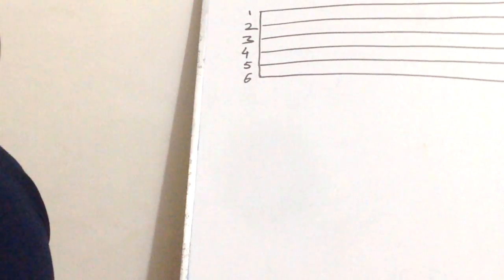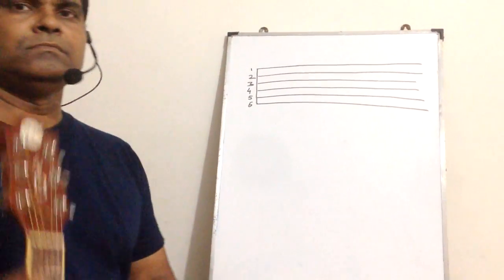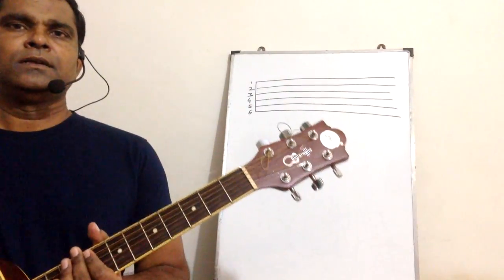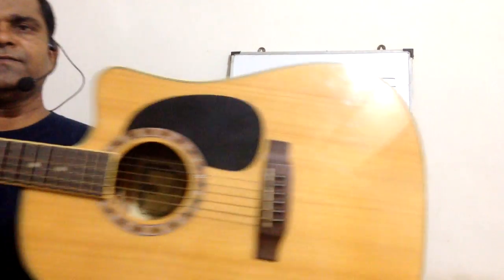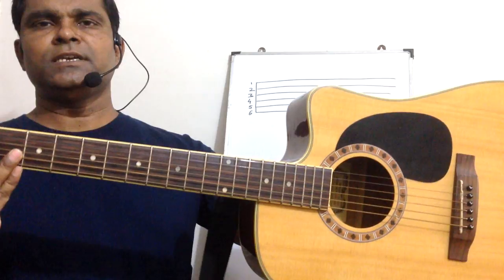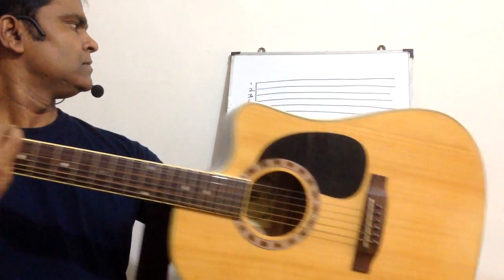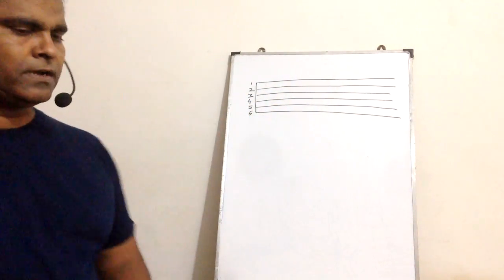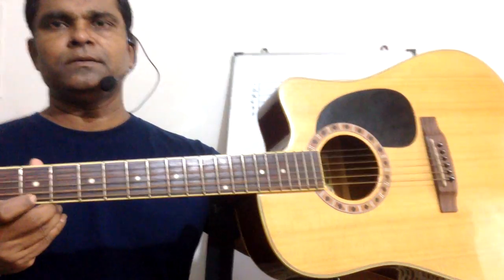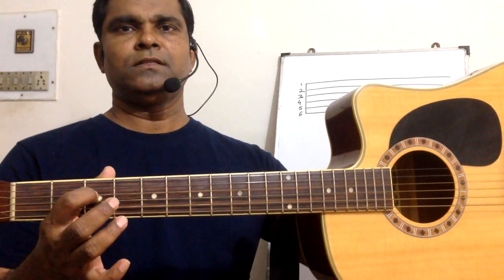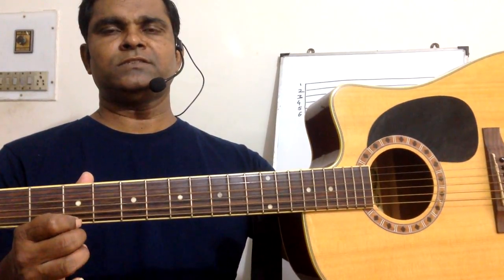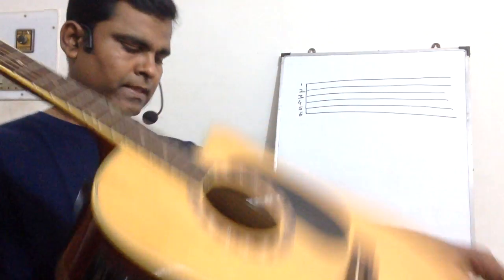So to better understand, if you take the guitar and just look towards the fretboard, it's like that. If you look towards the fretboard, this is the nut over here, and your first string comes up, second string, third string, fourth, fifth, sixth string. So this is how it looks.